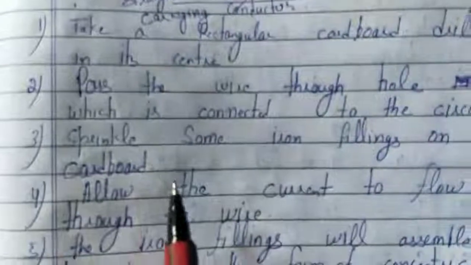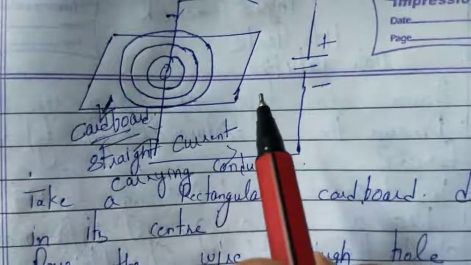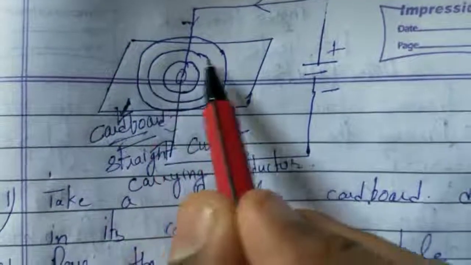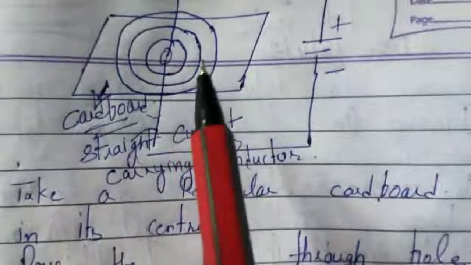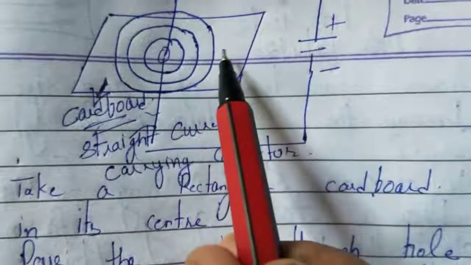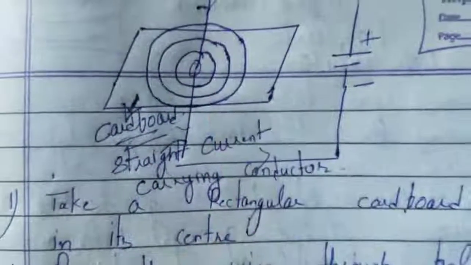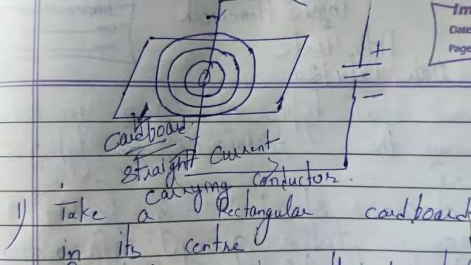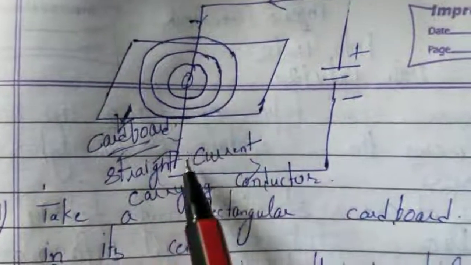Then you will allow the current to pass through the wire. What happens when the current passes? All the iron filings will arrange themselves in the form of concentric circles. These concentric circles represent the magnetic field lines that are generated around the straight current carrying conductor.